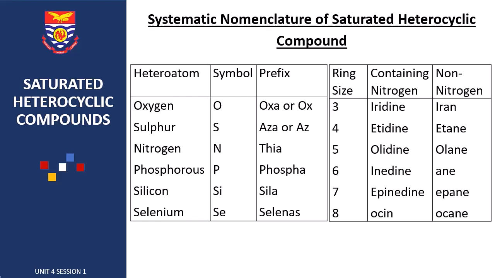Now, that being said, the ring system itself is also important, right? So a three-membered ring system with nitrogen in it is given the parent name iridine, right? A four-membered ring with nitrogen present is given the name etidine. However, if you have a five-membered ring with no nitrogen present anywhere in the ring, we give it the name olane. So please let's take note of these two approaches: the prefix itself and the parent name, depending on the presence or absence of a nitrogen. In the next slide, we are going to look at certain typical examples.